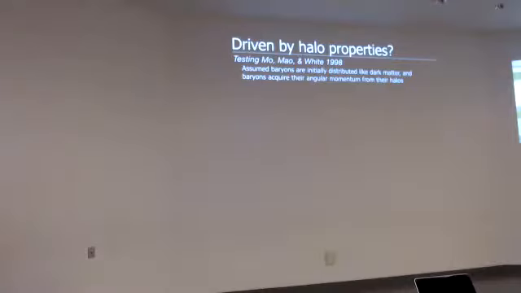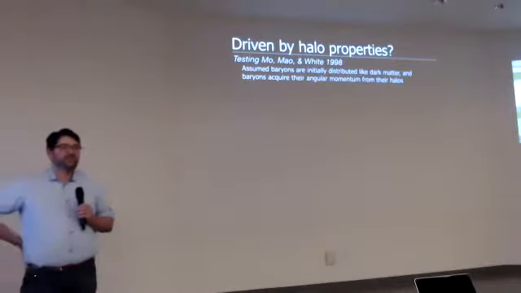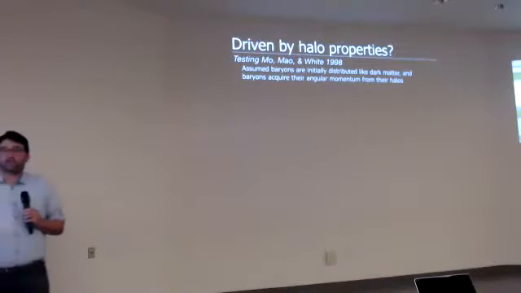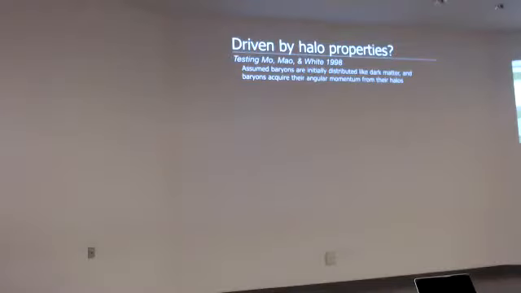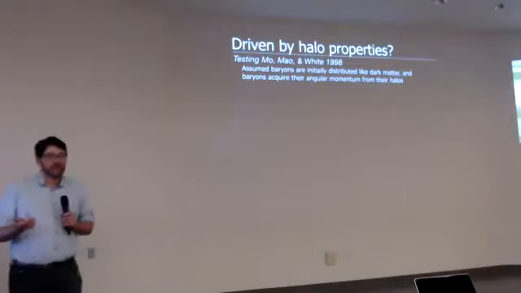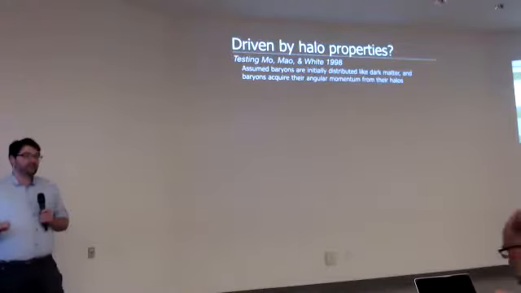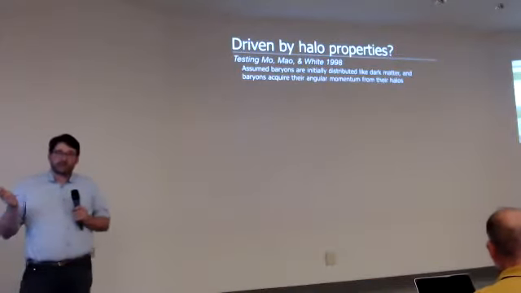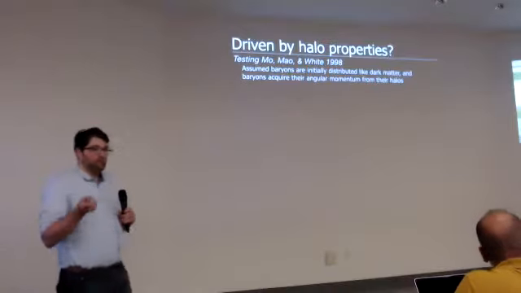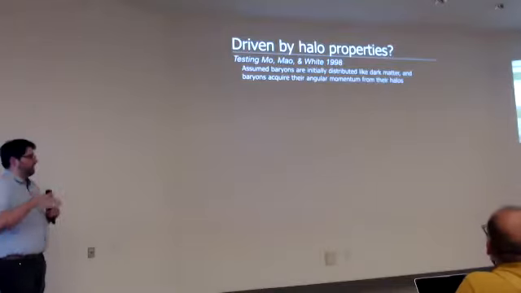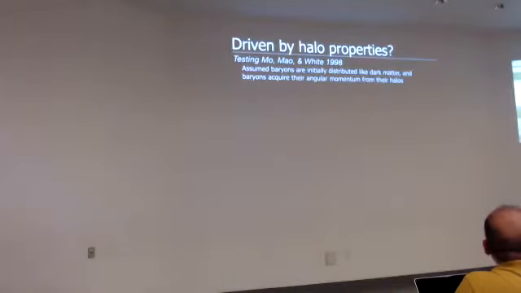Okay, so now we can start looking for correlations between morphology in our sample and various properties of the galaxy or the dark matter halo. And the first thing that we wanted to do was test the Mo, Mao and White model. So this is a famous paper from '98. They basically assumed that if baryons are initially distributed like the dark matter, and baryons acquire their angular momentum from their halos, then you get a correlation between the extent of the galaxy, the size of the galaxy, and the spin parameter and the virial radius. So it basically scales as lambda times r vir with c to the -3 or so, concentration to the -3.